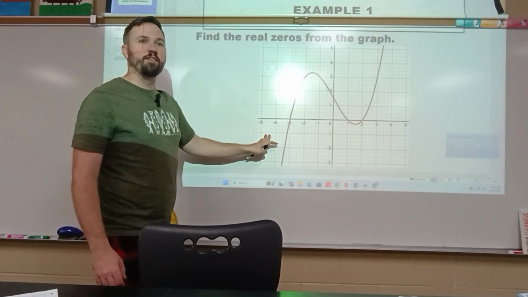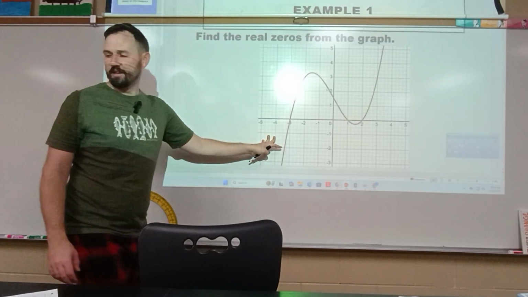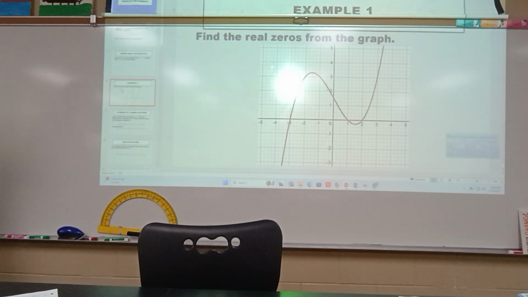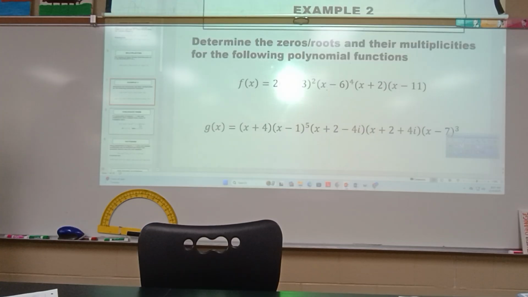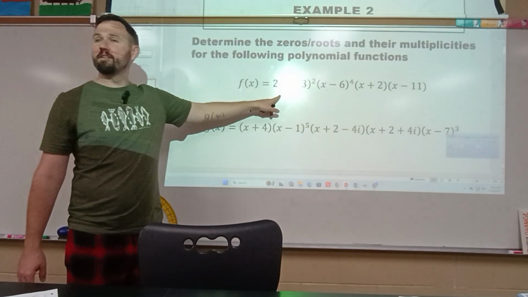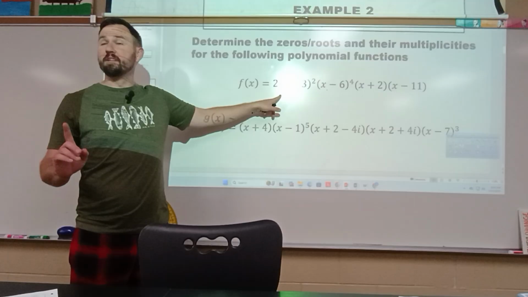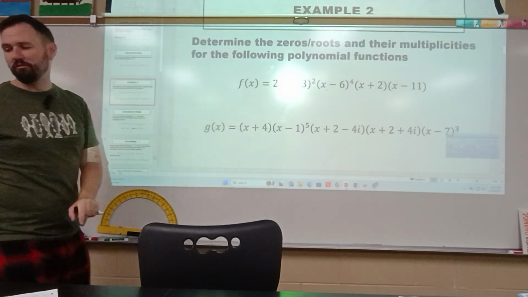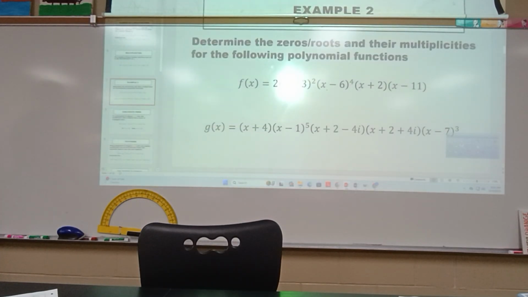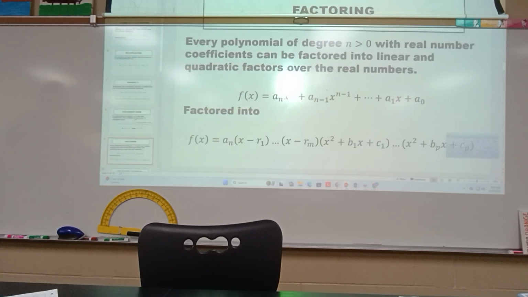If I give you a graph, can you tell me the x-intercepts? All right, good. If I give you this, can you tell me what the x-intercepts are? And the multiplicity. Okay, then we're actually good. Multiplicity is just the power being taken to. All right, let's do something wild then.